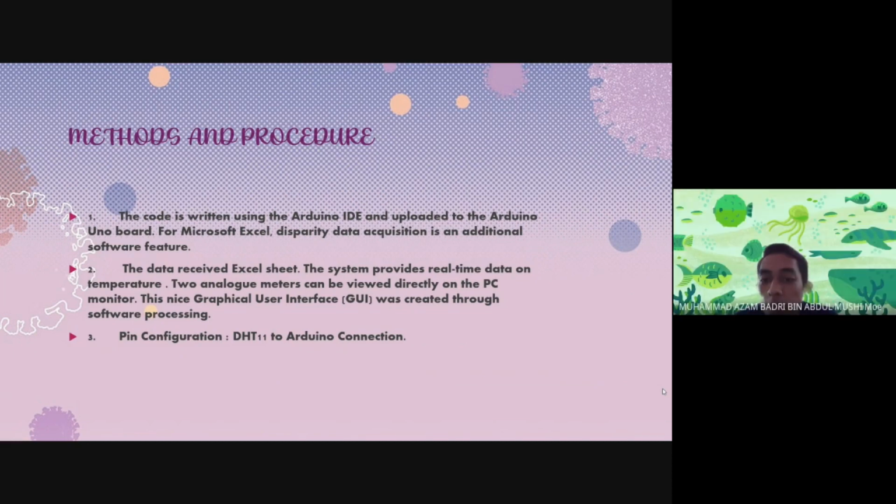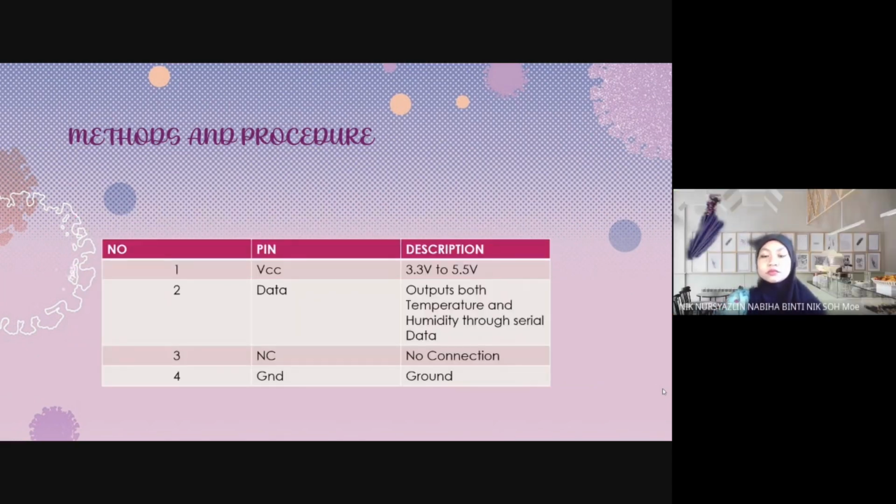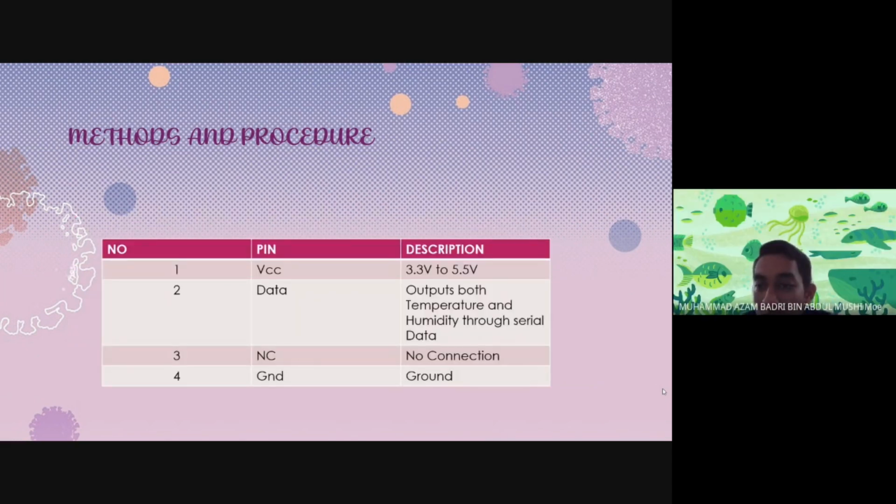Third, pin configuration, the DHT11 to Arduino connection. First is VCC. The description is 3.3 volt to 5.5 volt. Second, data. The description is it outputs both temperature and humidity through serial data. Third, NC, no connection. And lastly, GND means ground.